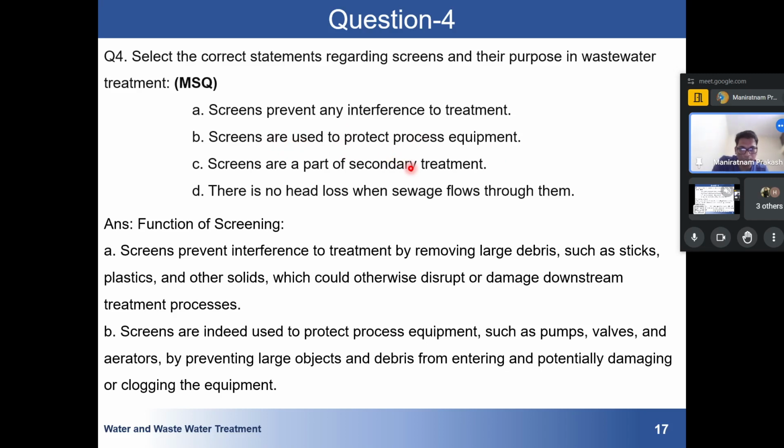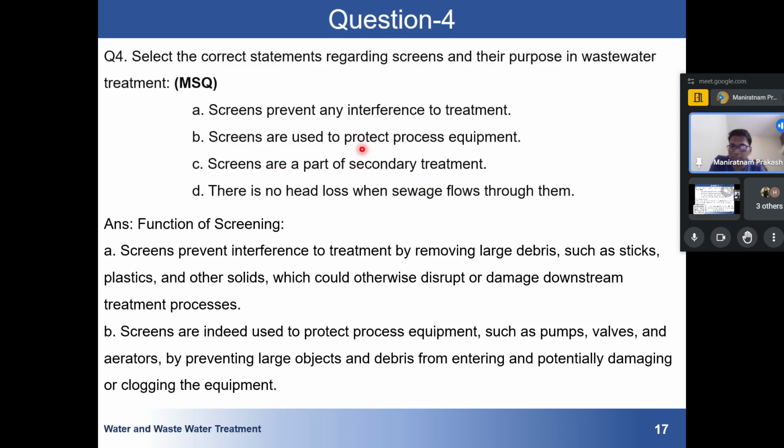Suppose bigger particles go into a further unit. If these kinds of particles go into a unit which is not there to treat such large particles, then obviously it will get damaged.